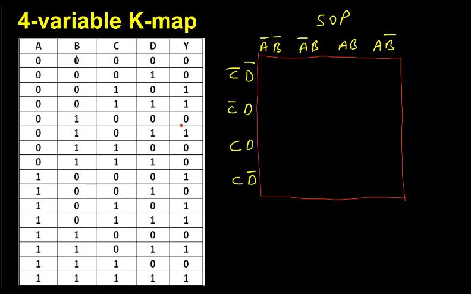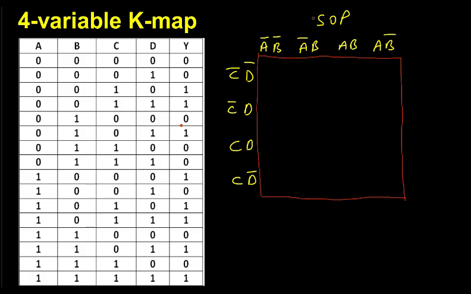Now let us see how to draw a 4-variable K-map. This is the truth table. I have just selected it randomly. A, B, C, D are the 4 inputs, and Y is the output. This output is randomly selected. How I got this is not the point, we just want to learn how to draw the K-map, which is why I have chosen a random truth table.